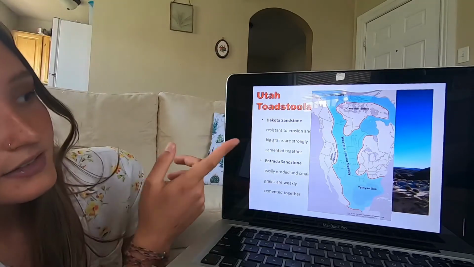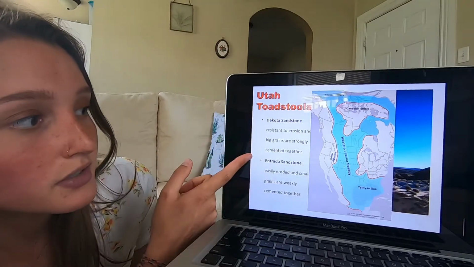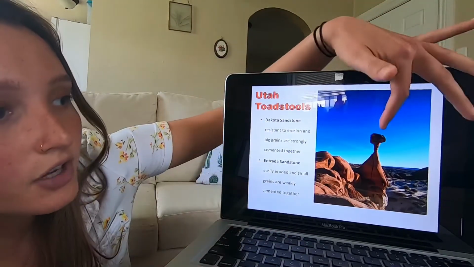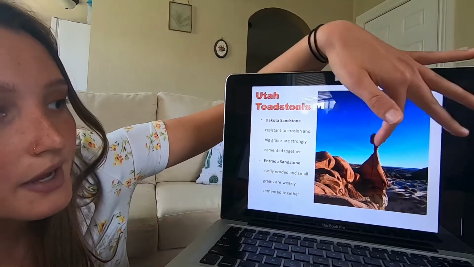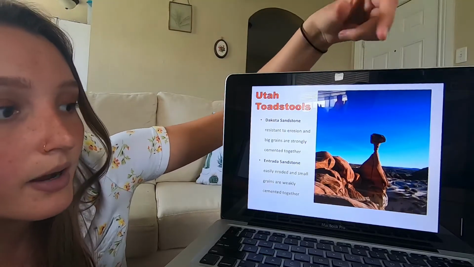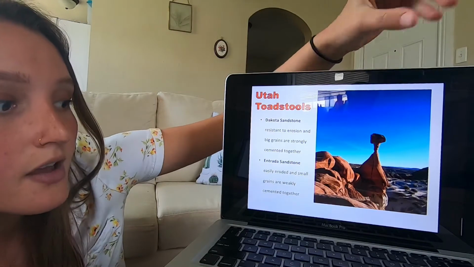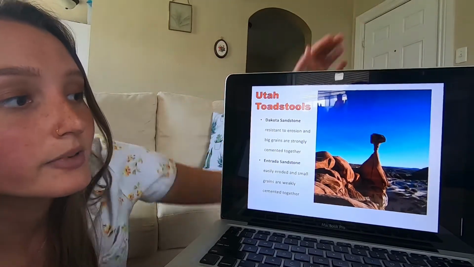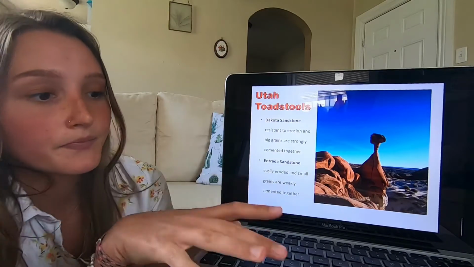And again, Dakota sandstone is resistant to erosion, and big grains are strongly cemented together, causing this top to stay this way. While the Entrada sandstone is the old sand dune deposits that are now cemented together very poorly, and they are now the skinny little bottom layer that we see eroding today.